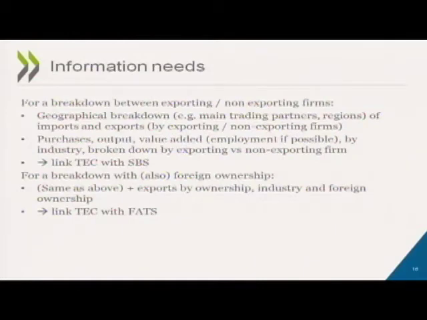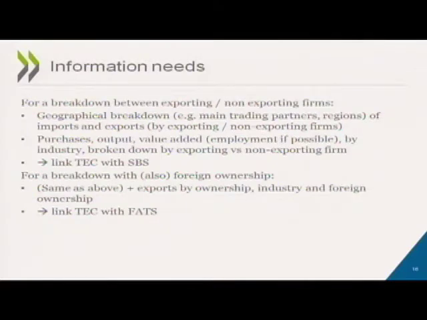So in order to produce this information, I think also the last slide actually helps to identify the different variables and the different things that we would need. We need a breakdown, in any case, between exporting and non-exporting firms. What we need is a geographical breakdown of trade by main trading partners or region, of imports and exports, distinguishing between exporting and importing firms.